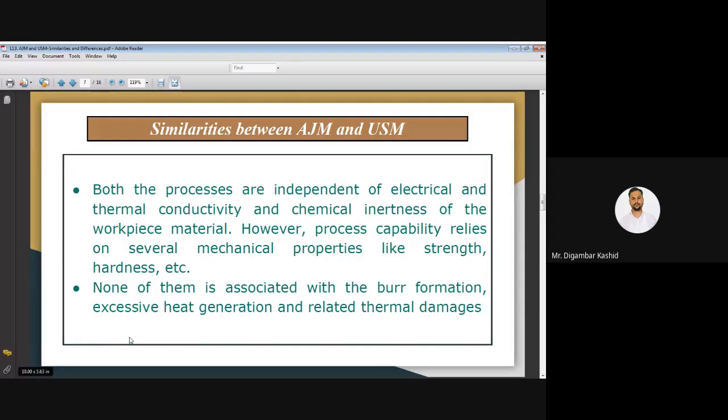Again, both the processes are independent of the electrical and thermal conductivity and chemical inertness of your workpiece. But the process capability of both processes relies on several mechanical properties like strength and hardness. Neither abrasive jet machining nor ultrasonic machining is associated with burr formation, heat generation, and other thermal damage related issues. There is no issue about the heat affected zone.